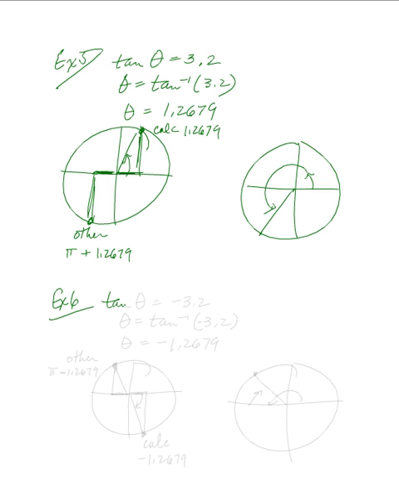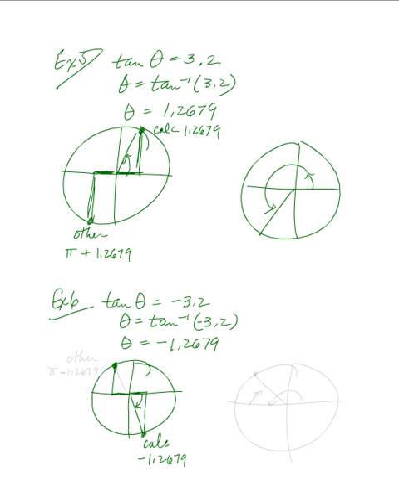Example 6. The tangent of an angle is equal to a negative number. So we have tan inverse of negative 3.2. The calculator will give you a negative angle. It has to. So you're out here, understood, positive, negative rotation. So this is the angle of negative rotation. Here's the calculator answer, negative 1.2679. And now you want to look for the same movements, but negative x, positive y.